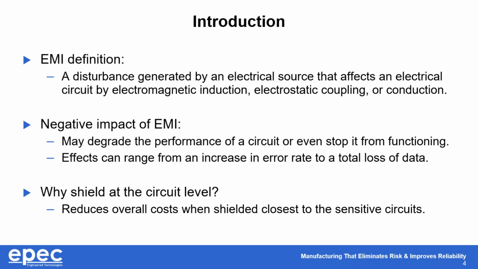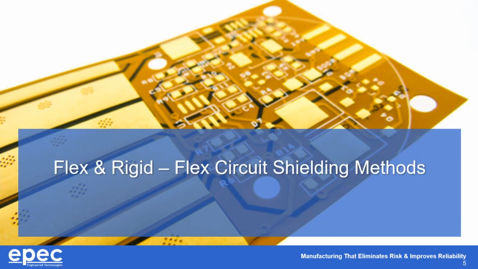Shielding can be applied at many levels in an assembly. Our discussion is going to be the implementation of shielding at the circuit level. And the primary reason for implementing shielding at the circuit level is it is arguably the most cost-effective location in order to implement it. So the overall costs are reduced when shielding is applied closest to the sensitive circuits. So moving on, we'll now get into the three different shielding methodologies.